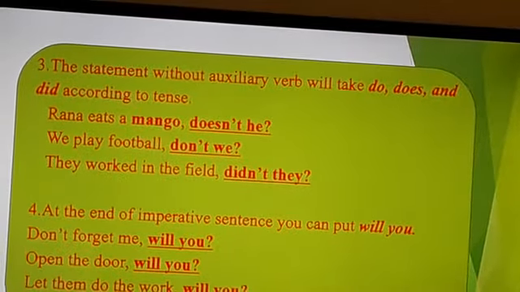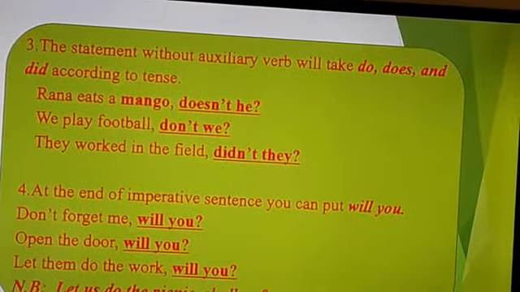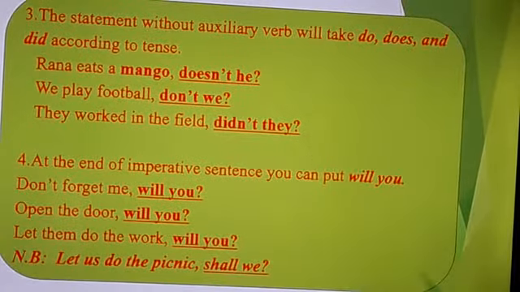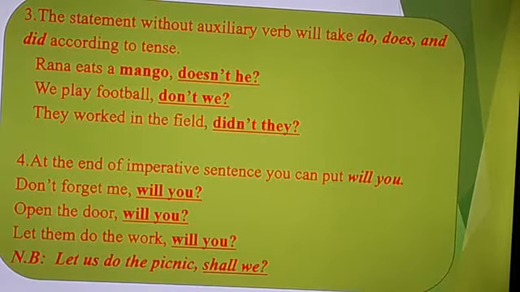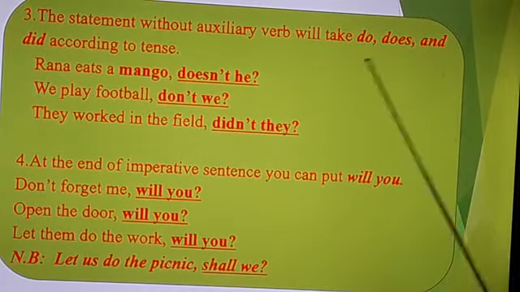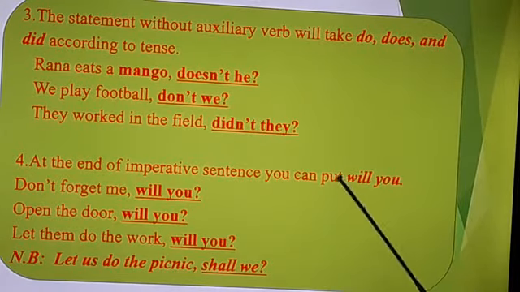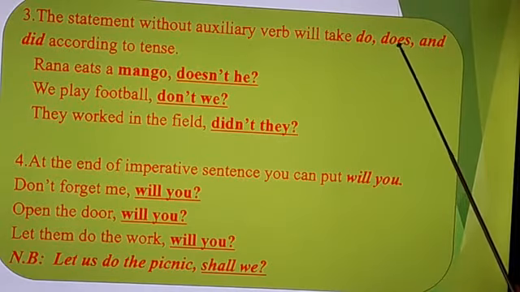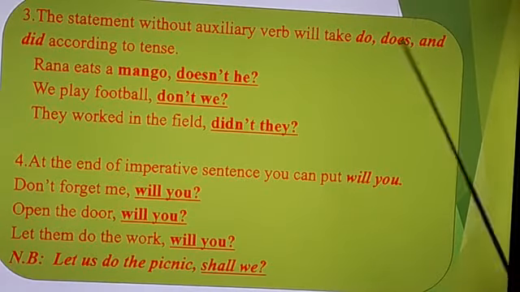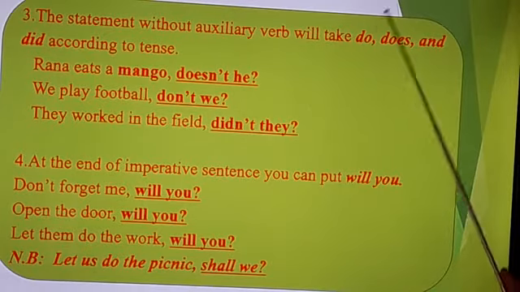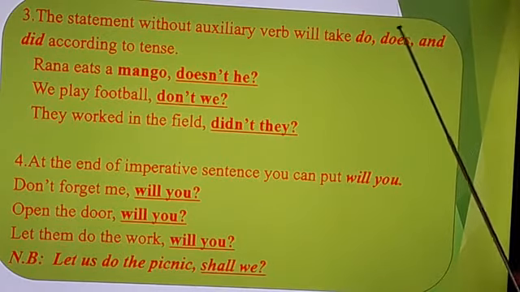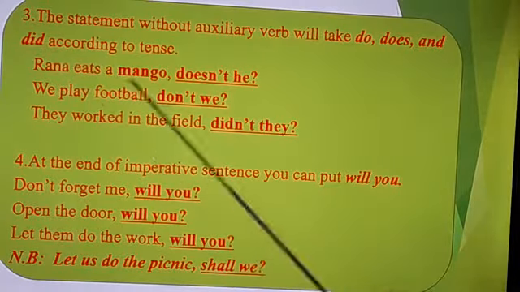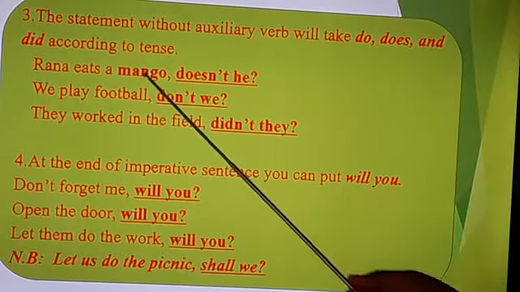The previous rule is applicable if there are to be verbs or auxiliary verbs, but there are some sentences without auxiliary verbs. In this case we have to use do, does, did, according to tense. We use do if the subject is plural, and if the subject is singular we use does, and did we use in all past tenses. For example, have a look.